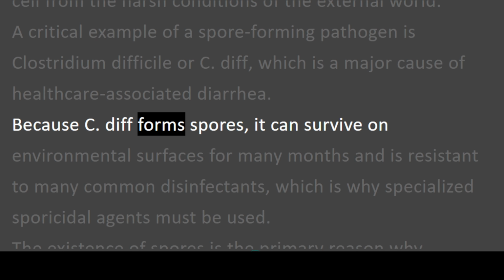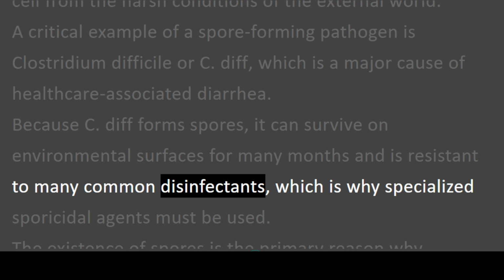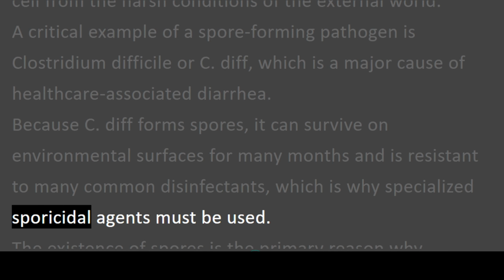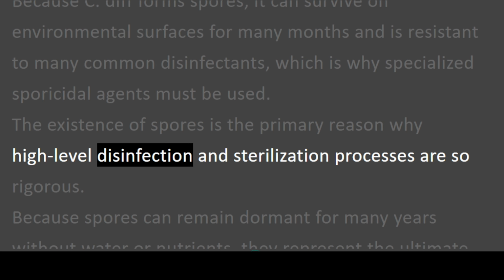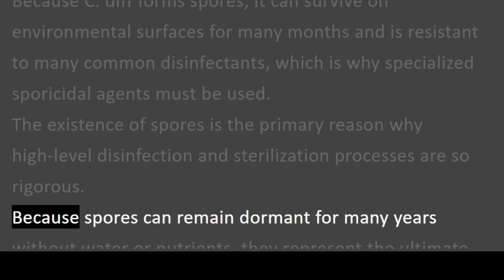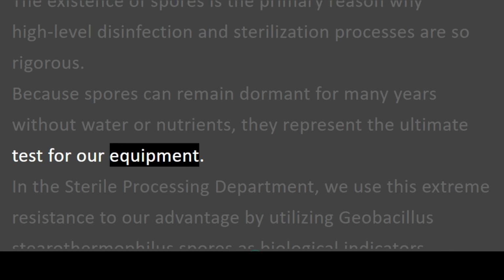Because C. diff forms spores, it can survive on environmental surfaces for many months and is resistant to many common disinfectants, which is why specialized sporicidal agents must be used. The existence of spores is the primary reason why high-level disinfection and sterilization processes are so rigorous. Because spores can remain dormant for many years without water or nutrients, they represent the ultimate test for our equipment.